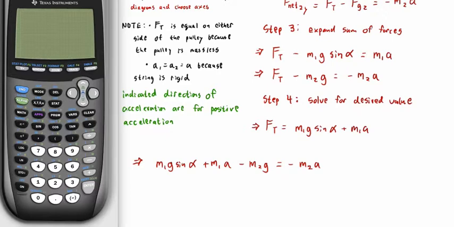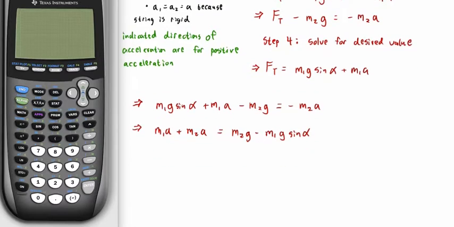Okay, so we want to get all of our a's on one side and our g's on the other. So what that's going to look like, I'm going to put the a's on the left-hand side. So we're going to have m1 a plus m2 a equals m2 g minus m1 g sine alpha. And then when we solve for a, we're going to get, and we'll factor out a g on the right-hand side, g times m2 minus m1 sine alpha, and then all divided by the sum of the masses, m1 plus m2. Okay, and we don't have any values to plug in, and so we can just leave this entirely symbolic, and that's our final answer.